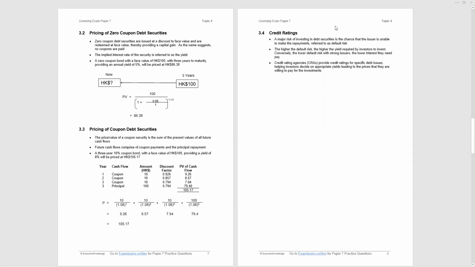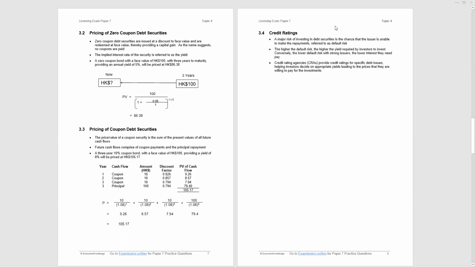By discounting the 100 Hong Kong dollars we'll receive in 3 years' time back to present value using the yield of 5%. And we're taking it back 3 years, so the denominator there is raised to the power 3. So it's 100 divided by 1.05 raised to the power 3. We're discounting back 3 years, and the present value is 86.38.